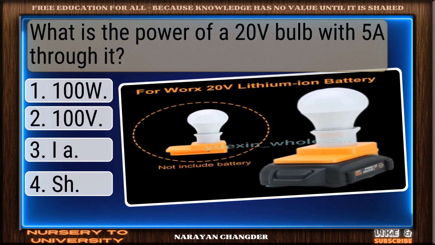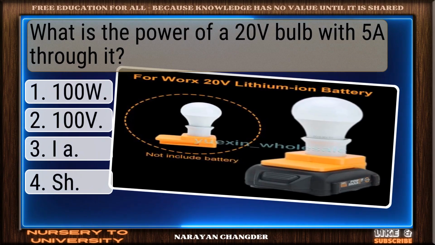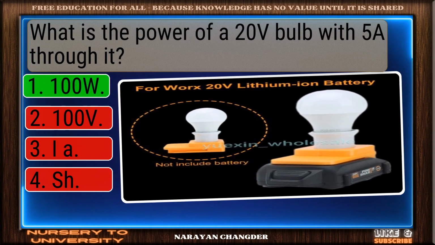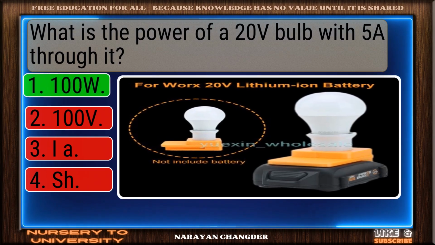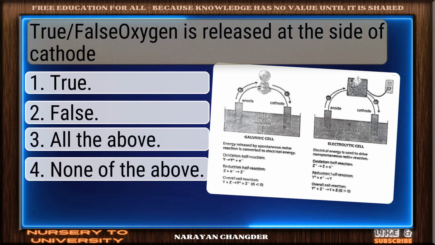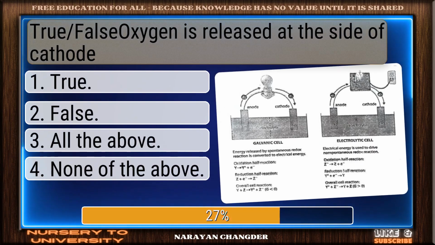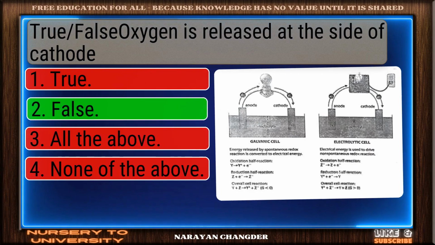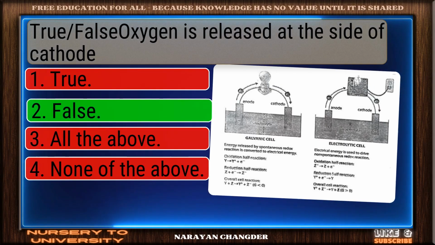Question number 29. What is the power of a 20V bulb with 5A through it? Perfect. 100 is the correct choice. Question number 30. True or false: oxygen is released at the side of cathode. Nice selection. False is the correct and valid answer.